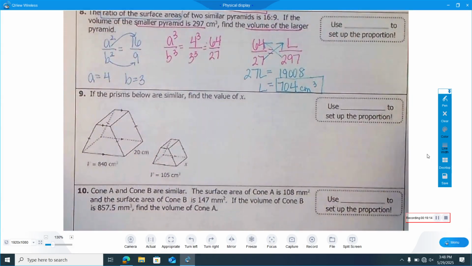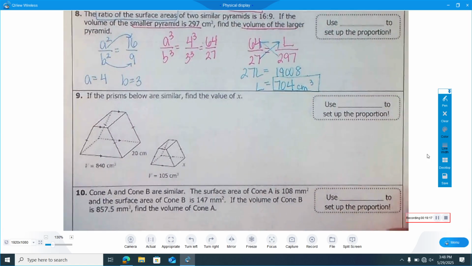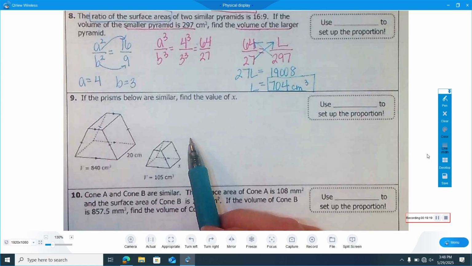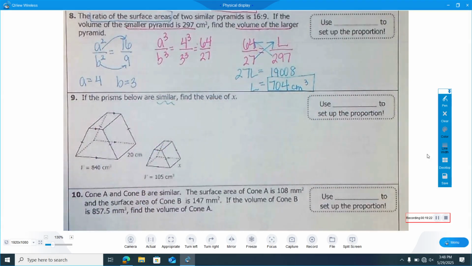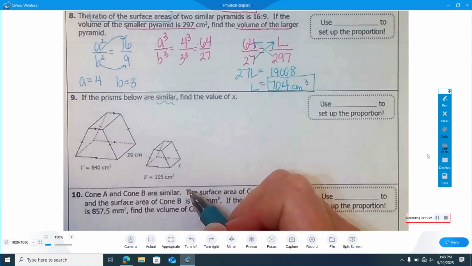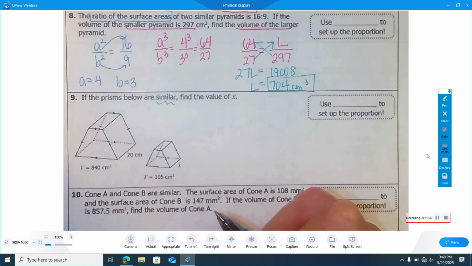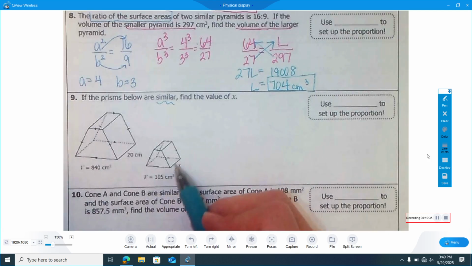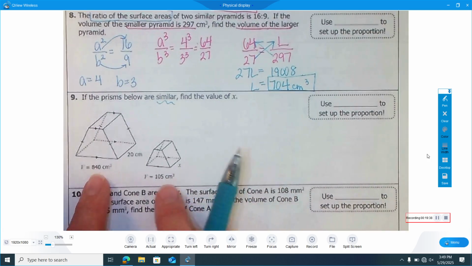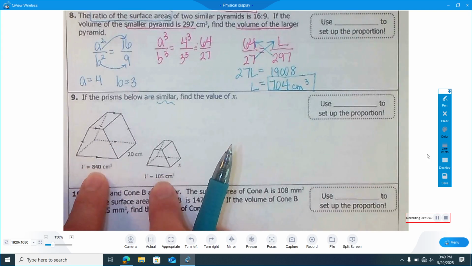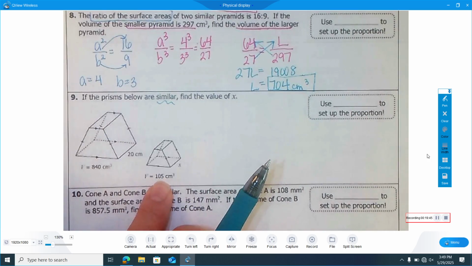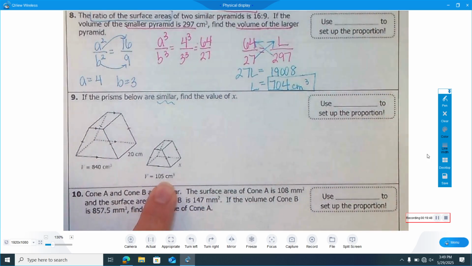All right, let's look at number 9. The prisms below are similar, very important. Find the value of x. So when I look at this figure, x is just a length, and 20 is just a length unit. The only other information they're giving us is that we know their volumes. We have the volume of the larger thing is 840, and we have the volume of the smaller thing.